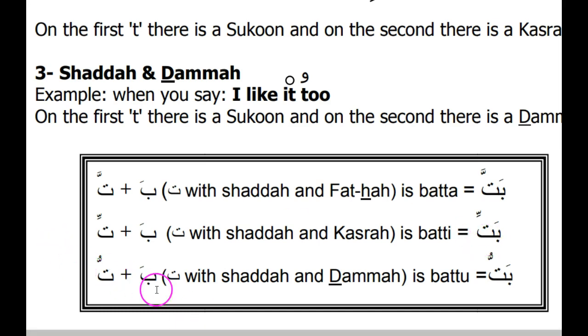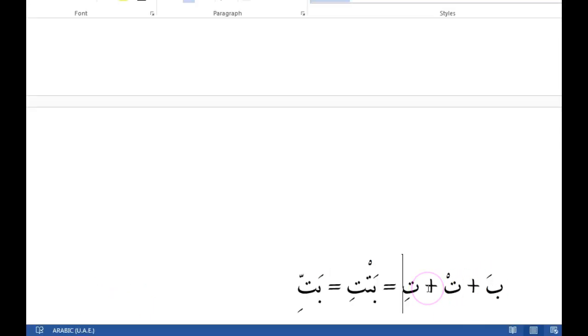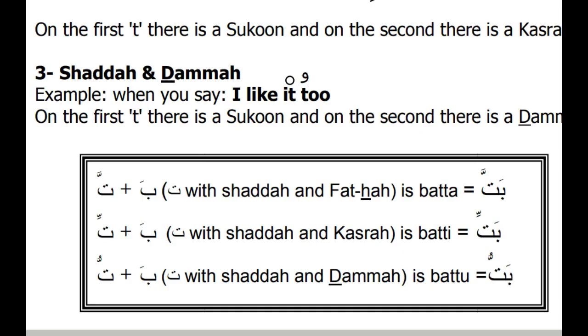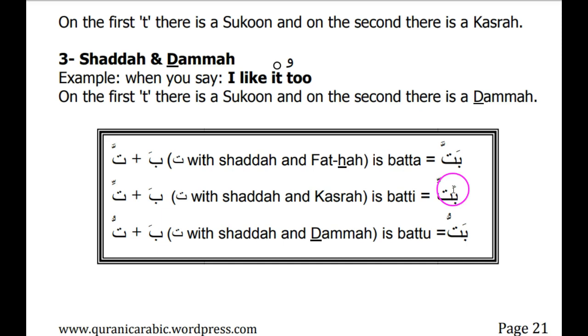And then with dhamma it will be battu. Going back, instead of kasra, dhamma. Battu. Ba fatha, ta sukun, ta dhamma. Battu. Yeah? So, let's make it smaller again. Batta, batti, battu. That's how we read shadda.